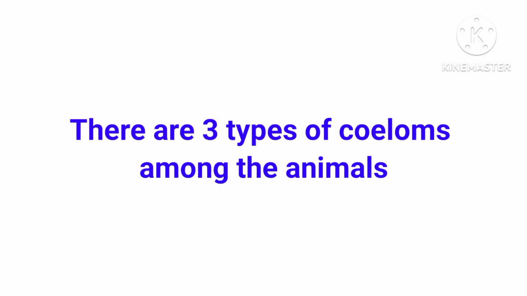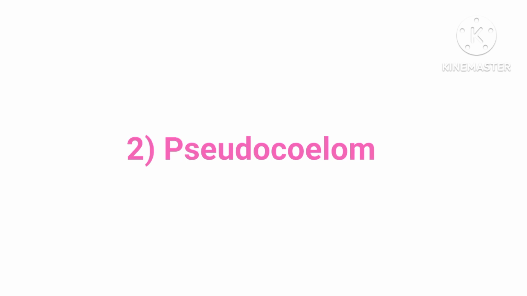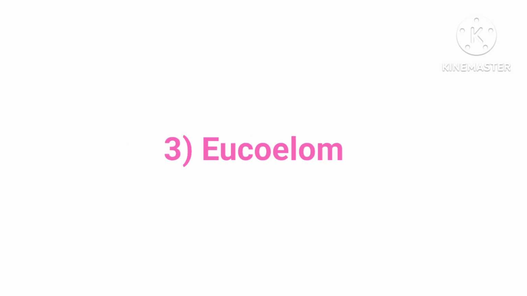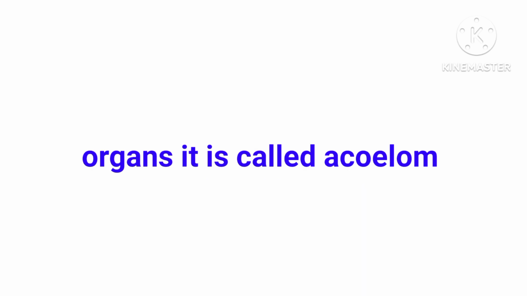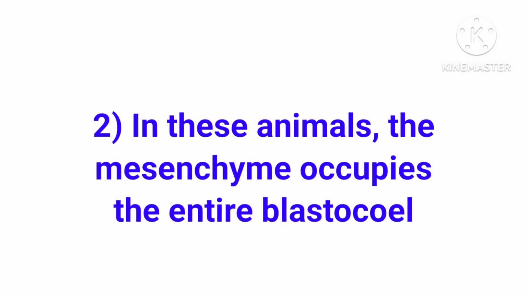There are three types of coeloms among the animals. First is acoelom, second is pseudocoelom, third is eucoelom. First is acoelom. If the space is absent between the body wall and the visceral organs, it is called acoelom. In these animals, the mesenchyme occupies the entire blastocoel.